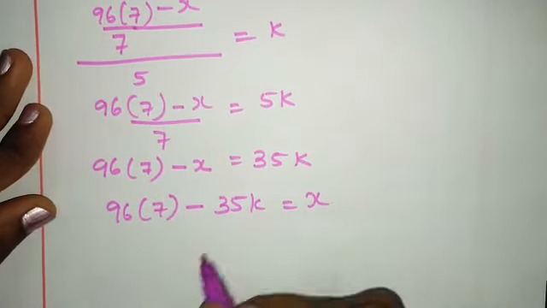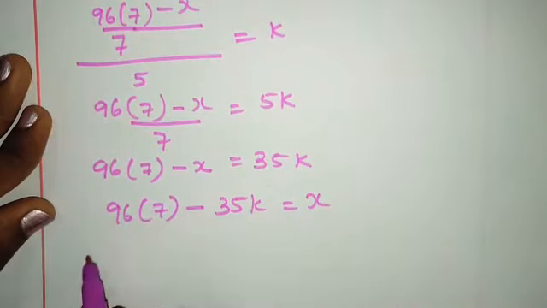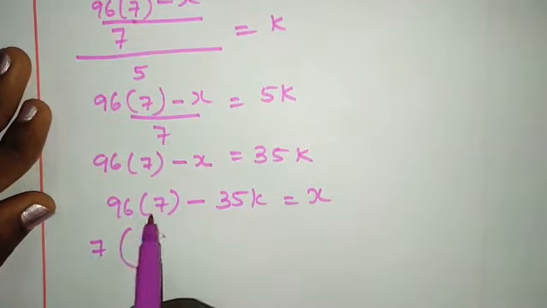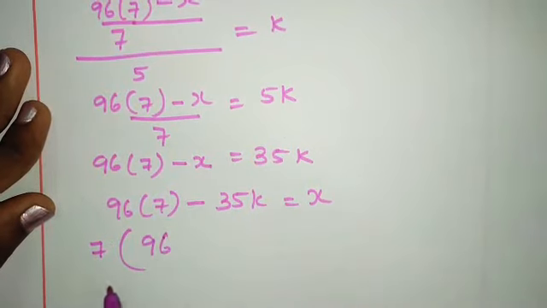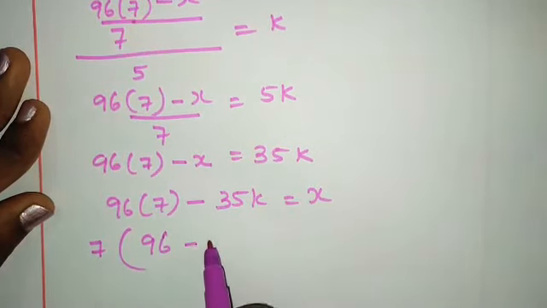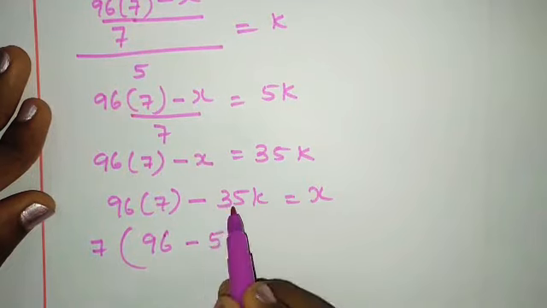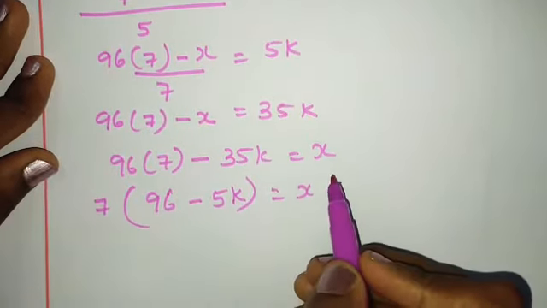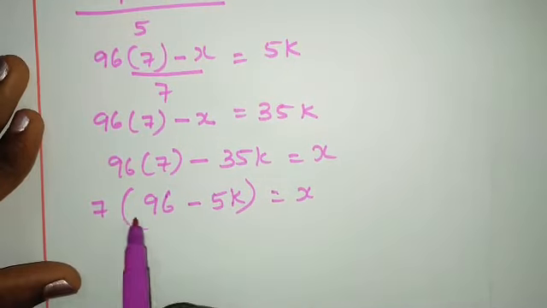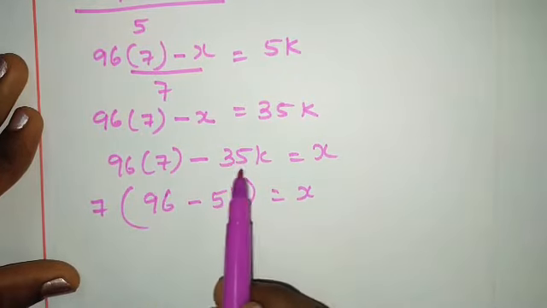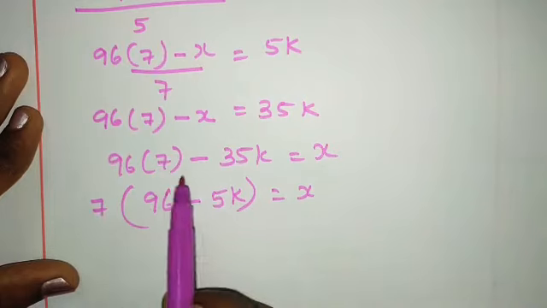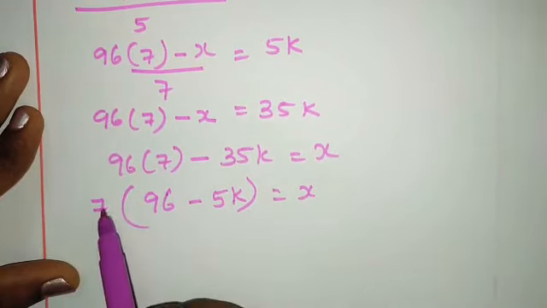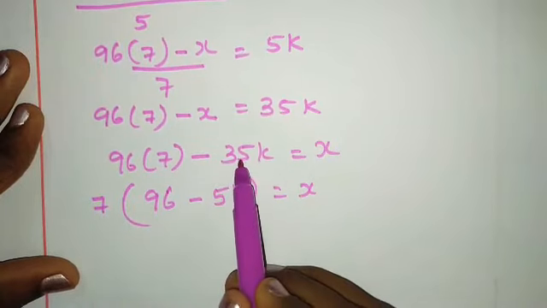Got it? So here what we'll do, we'll take 7 common. So if I take 7 common, it becomes 96. And here this becomes 7 5s are 35. So k is equals to x. Got it? I hope you understood. So I'll take 7 common out here. So if I take 7 common here, this 7 goes, this 96 will be here. 1 7 goes, so 1 5s are 35.